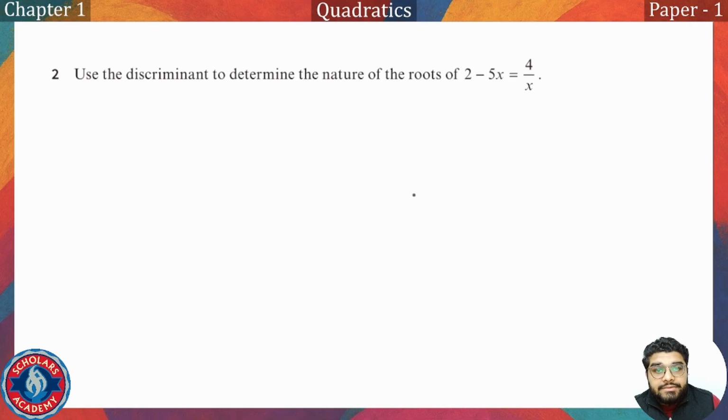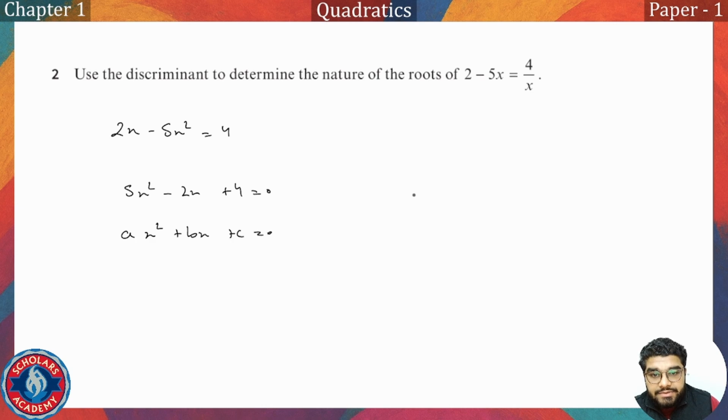Use the discriminant to determine the nature of roots. So first of all we need to simplify it. So if we simplify it, what we get is 2x minus 5x square is equal to 4. So from here we get 5x square minus 2x plus 4 is equal to 0. If we compare it with the equation ax square plus bx plus c is equal to 0, we get a is equal to 5, b is equal to negative 2, c is equal to 4.